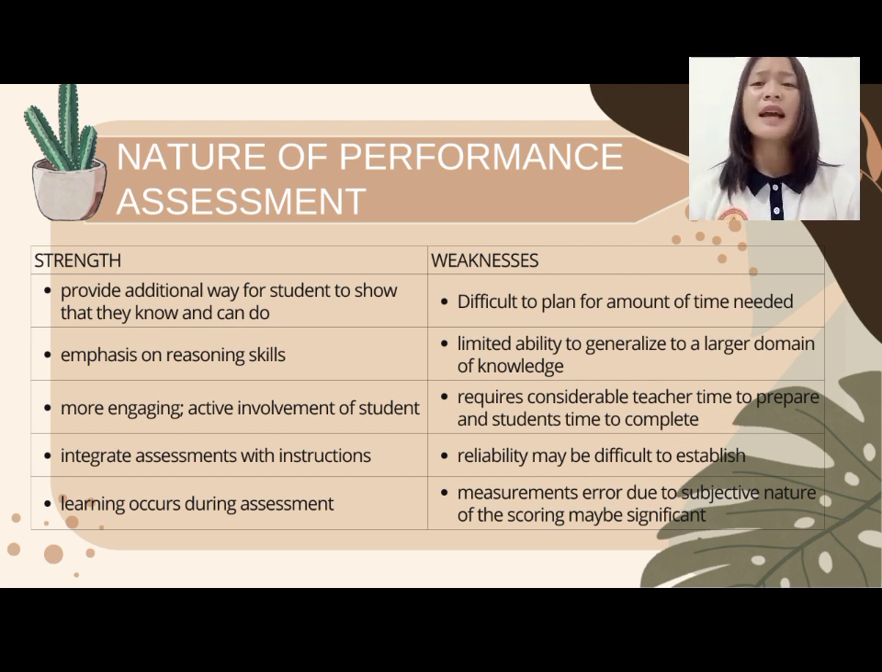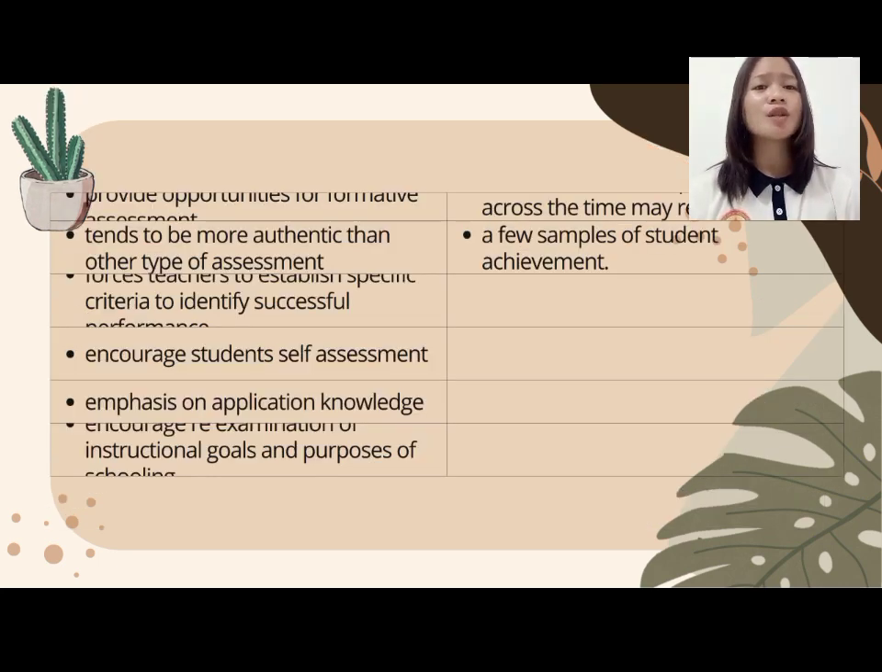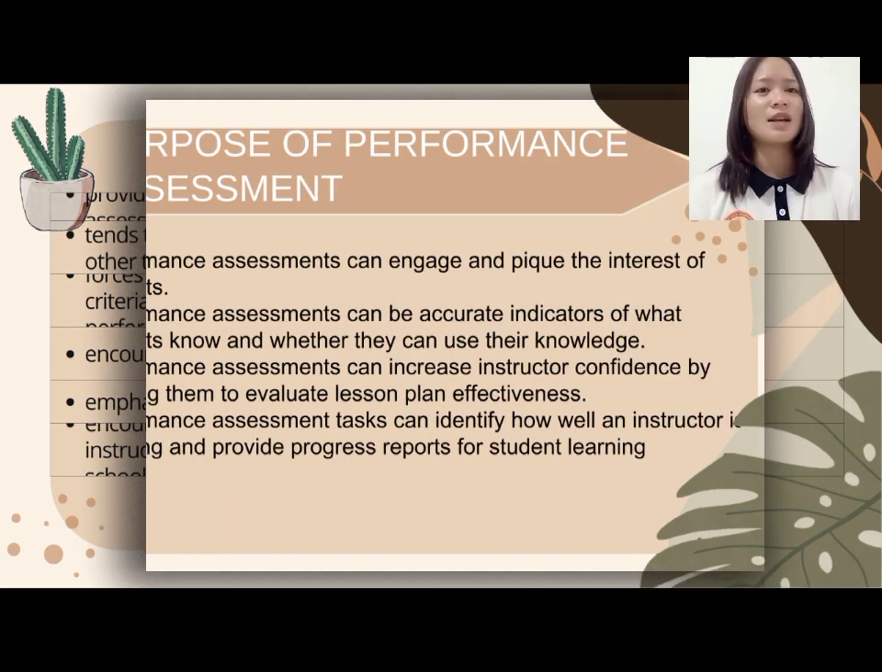So next is few samples of students' achievement. There might be few samples of students' achievement because some students didn't complete their tasks and some students completed. That is why there are few samples of achievement. So that's all for the nature of assessment, the strengths and the weaknesses.